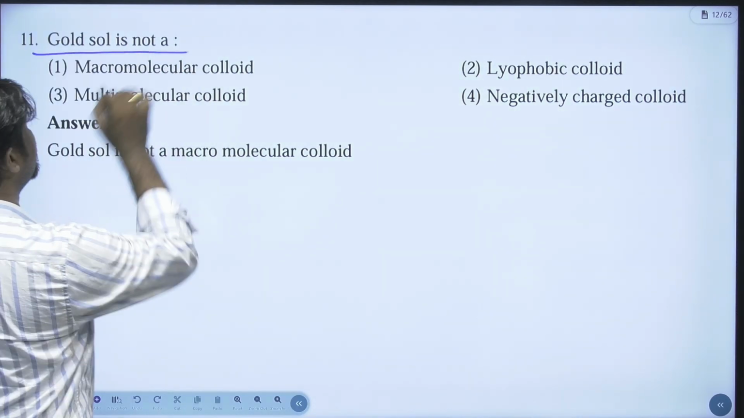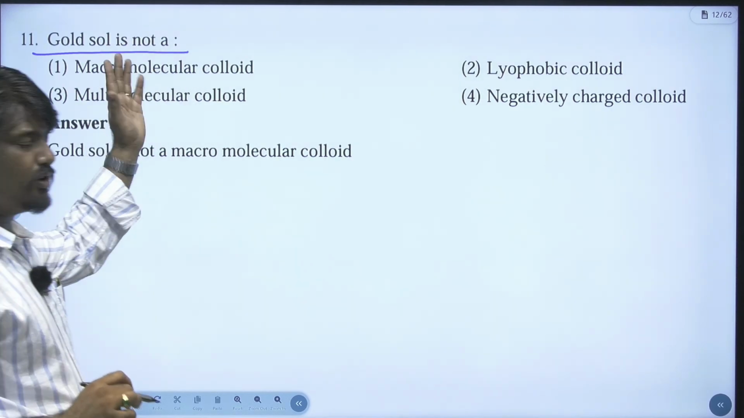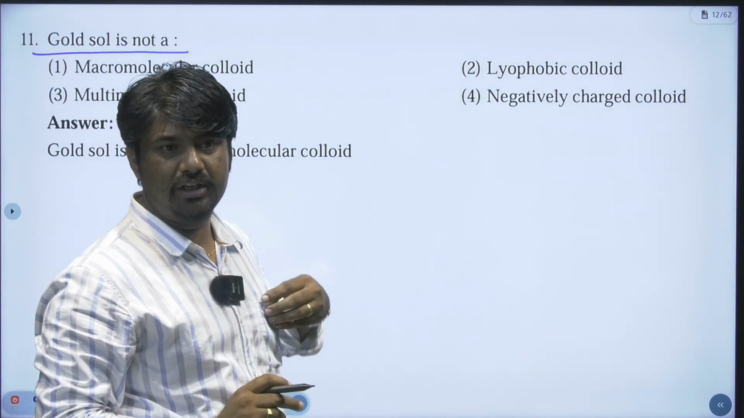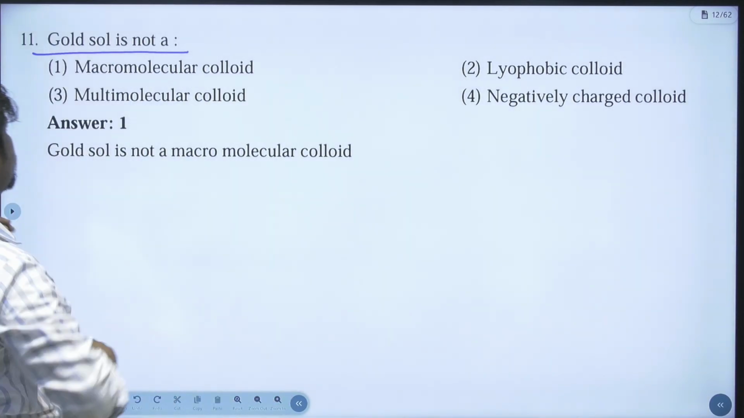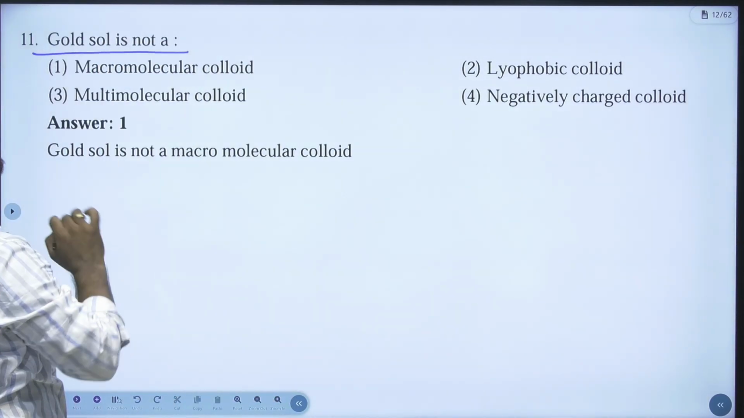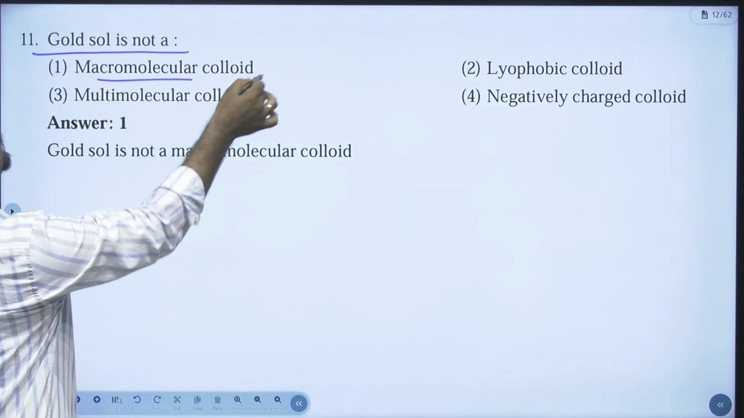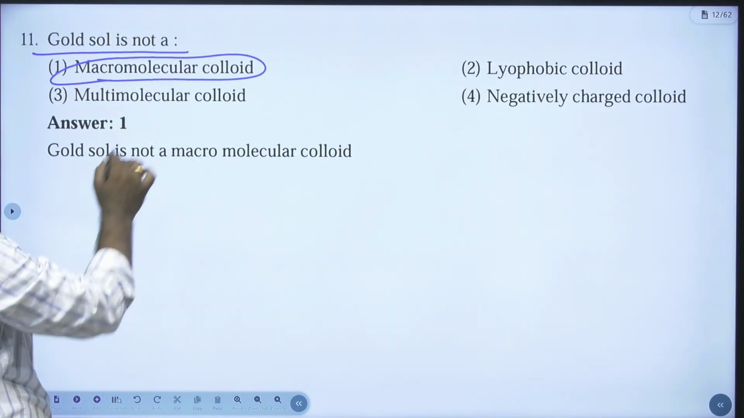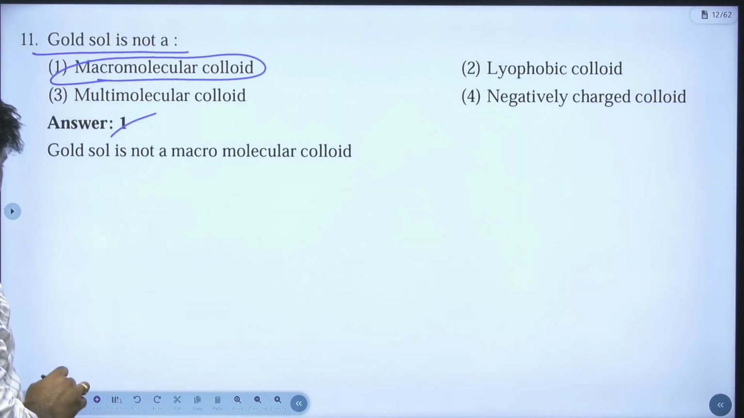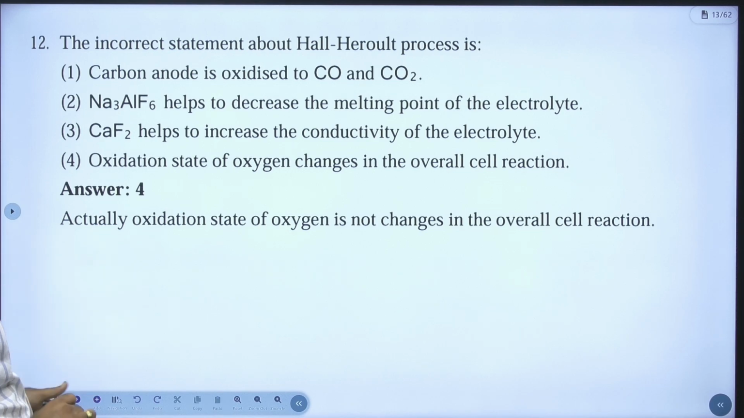See, gold sol is not. This question is also from the deleted portion, that is surface chemistry. Here gold sol is not a macromolecule. Okay, the right answer is first. Go to the next question.